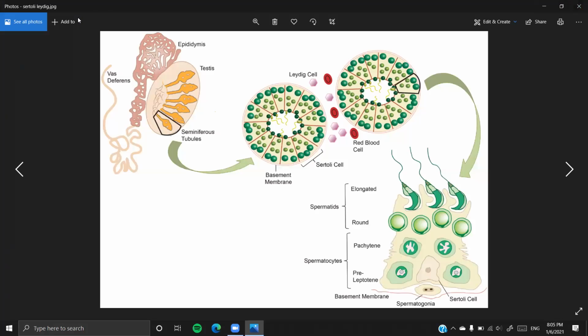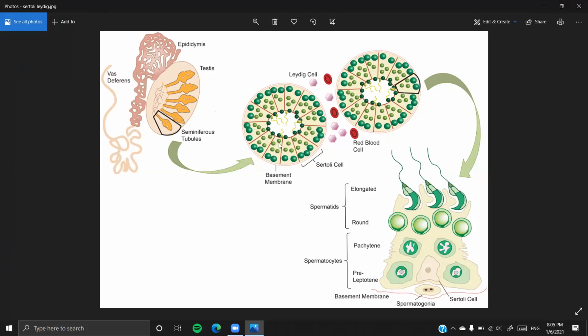Yeah, this slide is going to give you the basic thing. So you can see the testis, the seminiferous tubules, the rete testis, the vasa efferentia. Here, see the vasa efferentia. Later you can see the formation of the epididymis over the testis here.